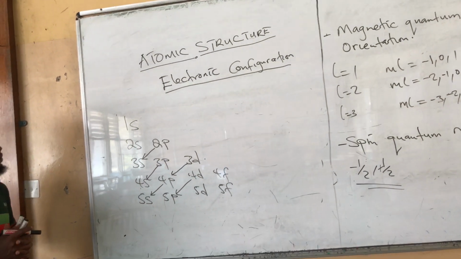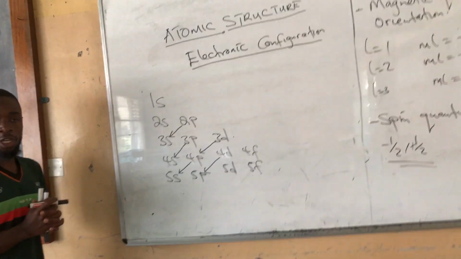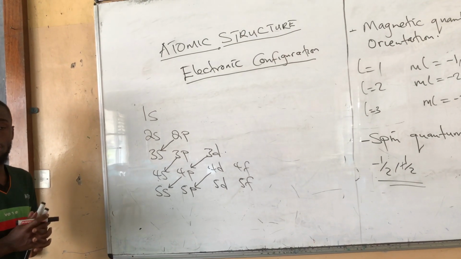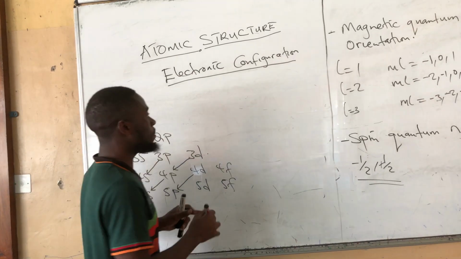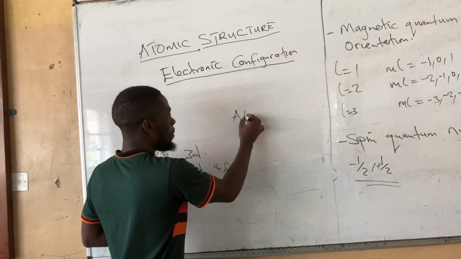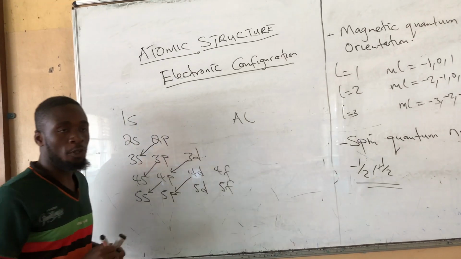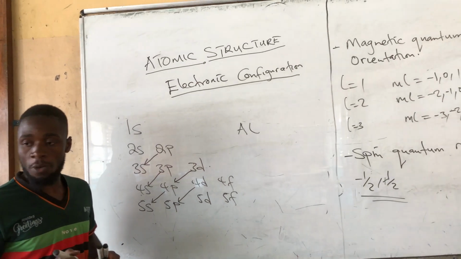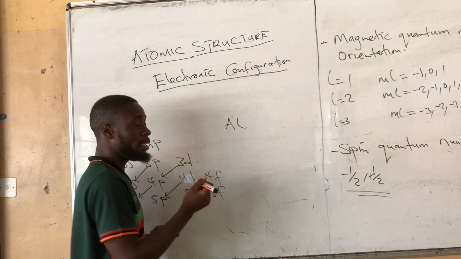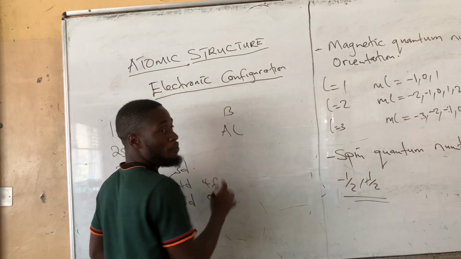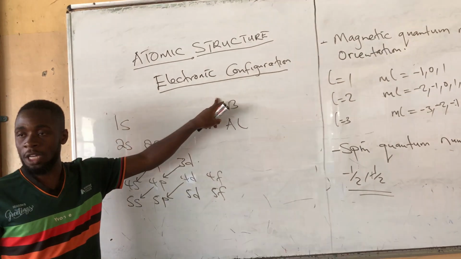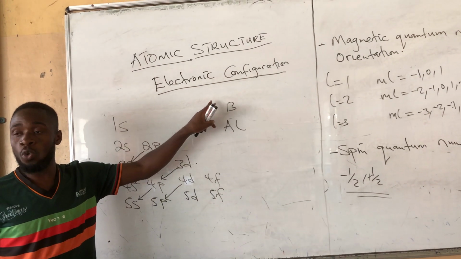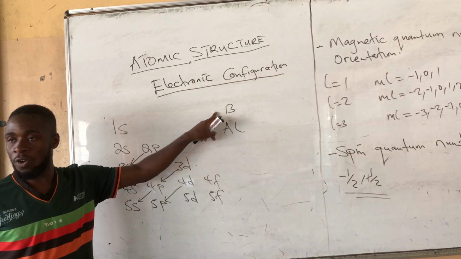So let's start an electronic configuration for any of the elements. Which element do we start with? Let's start with aluminium. Aluminium has got how many electrons? That is 13. Here we use the number of electrons. So aluminium has 13 electrons, and we need to do the electronic configuration for aluminium.